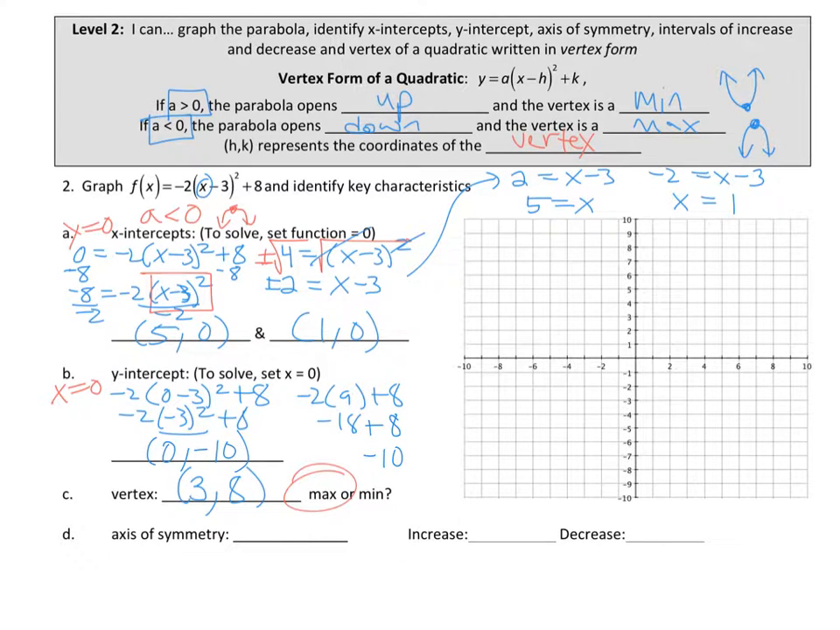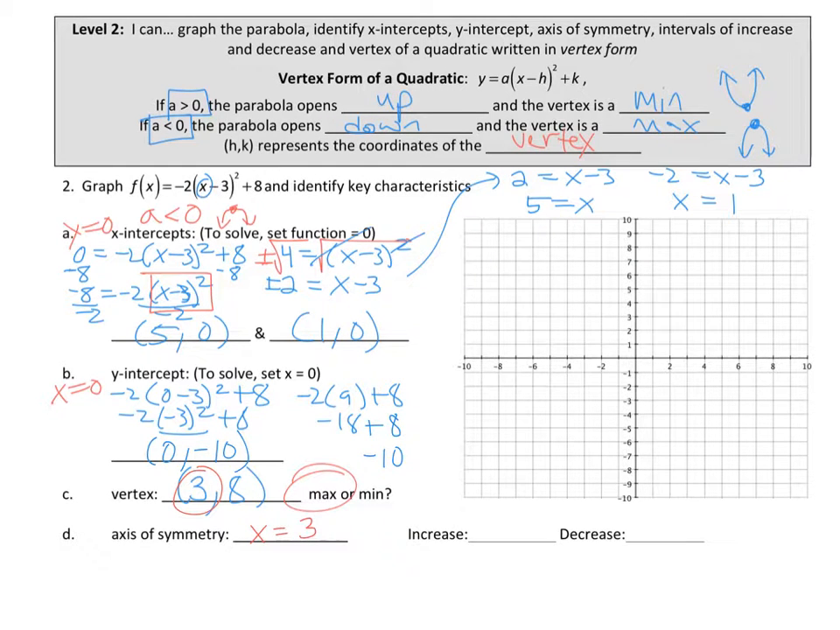And the axis of symmetry is the next thing. The axis of symmetry is the vertical line going through the vertex. It always matches the x-coordinate of the vertex, and it's the equation of a vertical line, so it's going to be x equals whatever the x-coordinate of the vertex is. X equals 3 in this case.